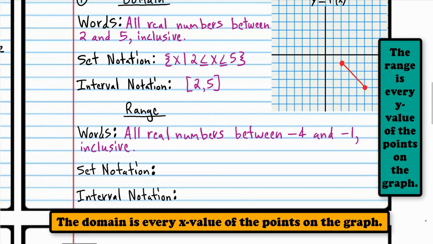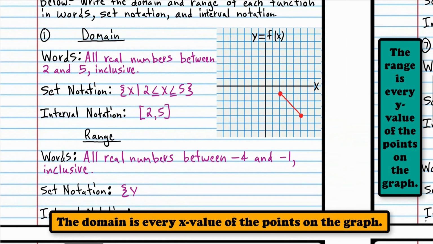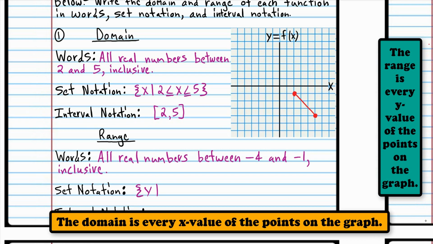Okay, so now let's write the range in set notation. The range is the set of all y values. Notice I use a y because now we're talking about range. Now technically it would be better to use f of x, but we don't want to have to write f of x over and over and over again. So instead we're just going to write y. That's how mathematicians traditionally do this. So the range is the set of all y values such that y is between -1 and -4.